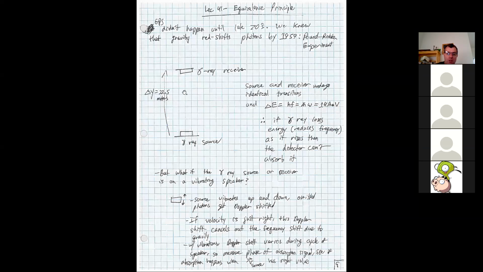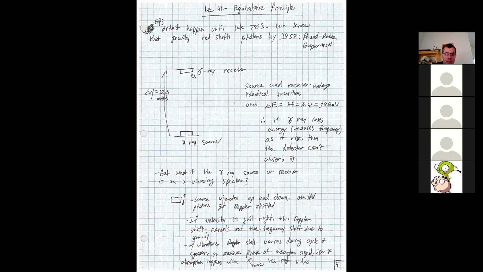But if the gamma ray loses energy or reduces frequency when it gets up here, we shouldn't be able to detect a photon. That doesn't mean that the photon didn't come up here. It just means that this device will not be able to detect a photon if it gets up here, because it will have too low of a frequency for this thing to absorb it.